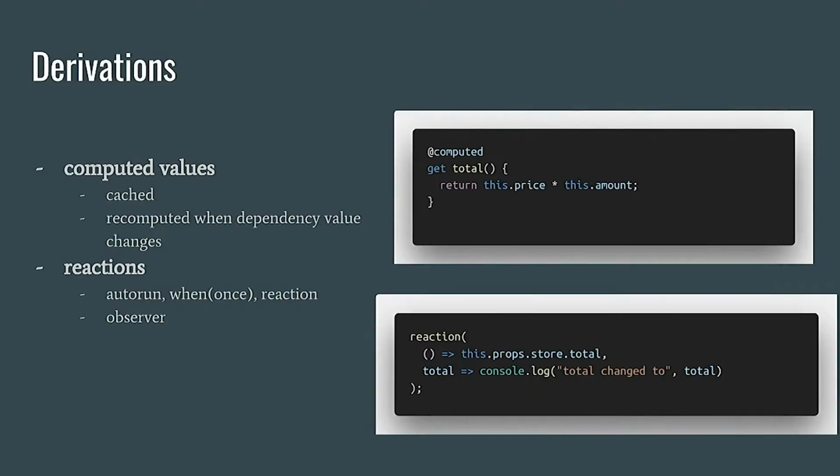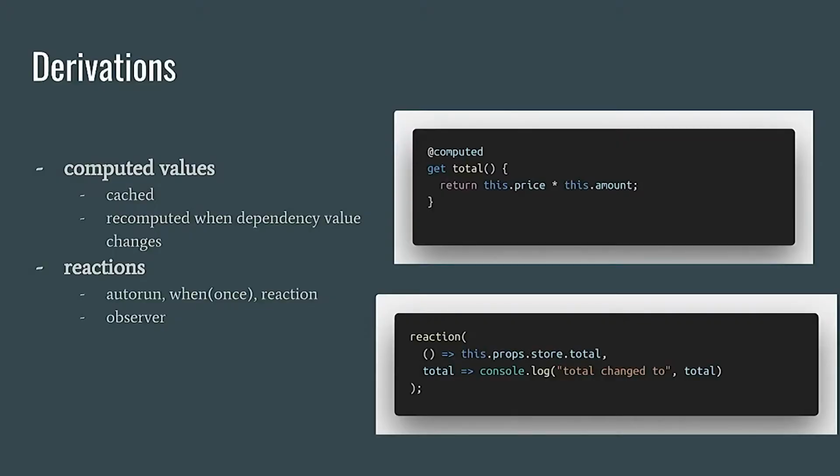The next core concept of MobX is derivations from your data, and we have two types of those derivations. The first one is computed values, and the second one is reactions. On the top right, we have an example of a computed value, which is a total number, which just multiplies the price and amount from the state data. So computed values are values that are made of multiple state values. And the nice thing about those is that they get cached and only recompute when a dependency changes, either of the dependencies.